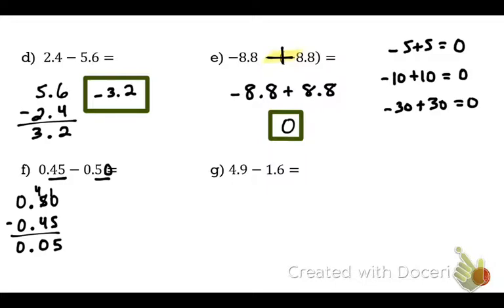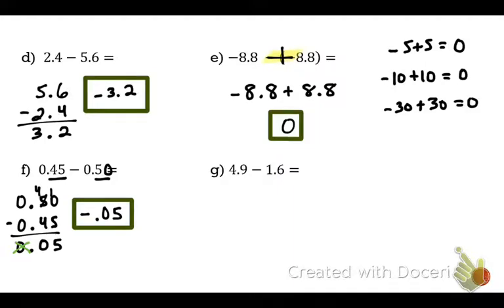Now, take the sign of the larger number. Was the larger number up top positive or negative? Negative. It was negative, so what's my answer? Negative 0.05. Very good, okay? And once again, you can get rid of this 0 in the very front, and then we're left with just negative 0.05.